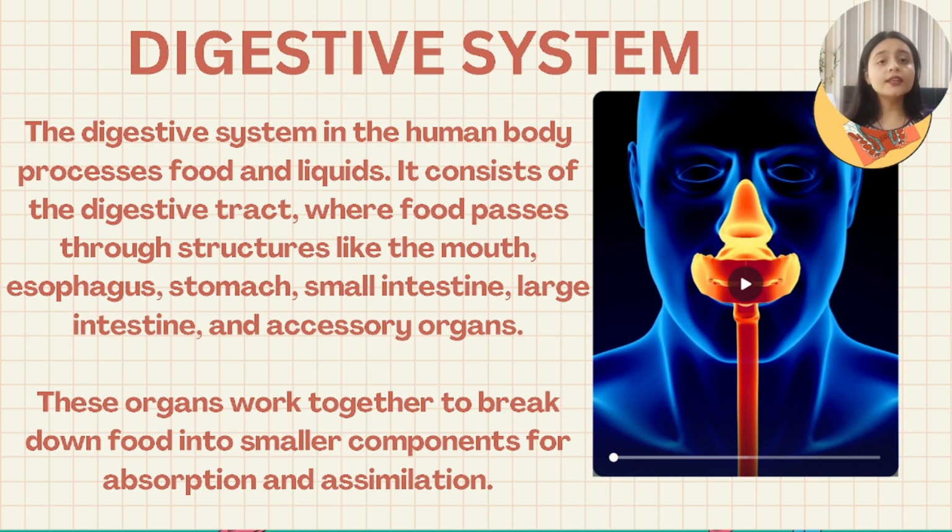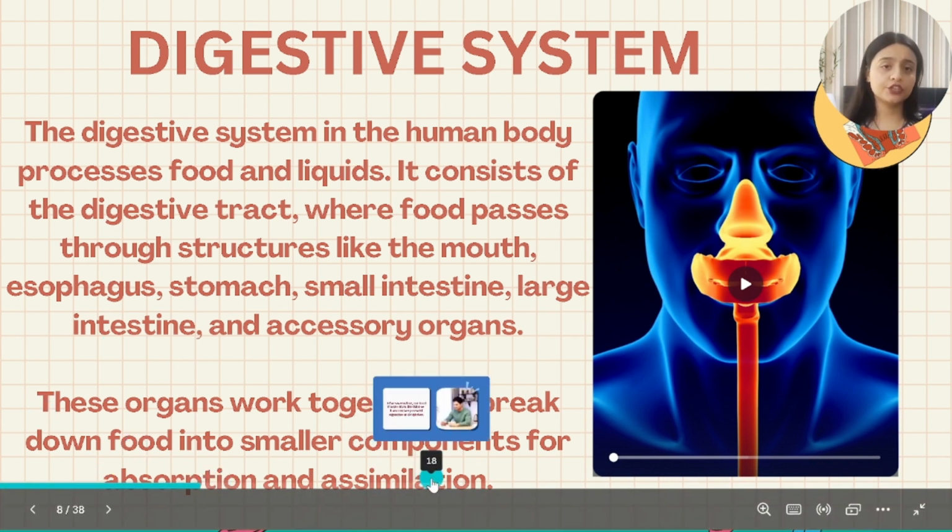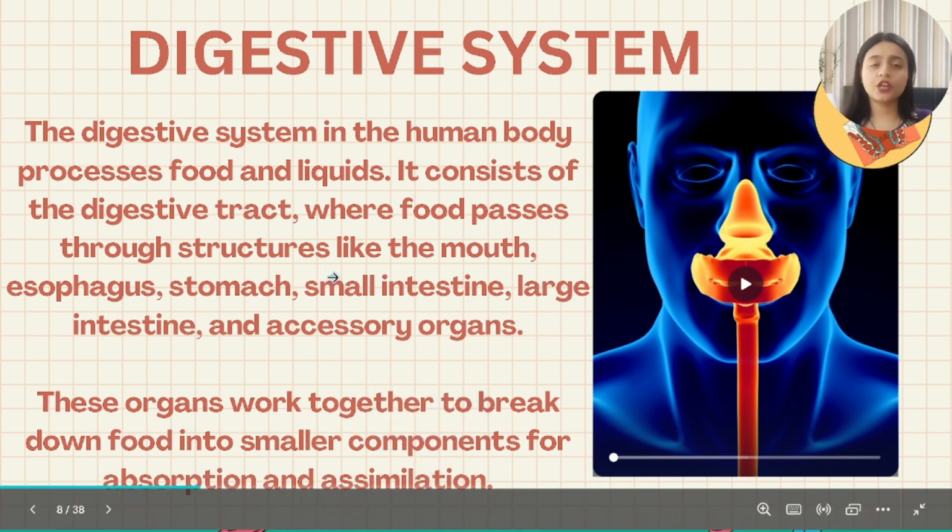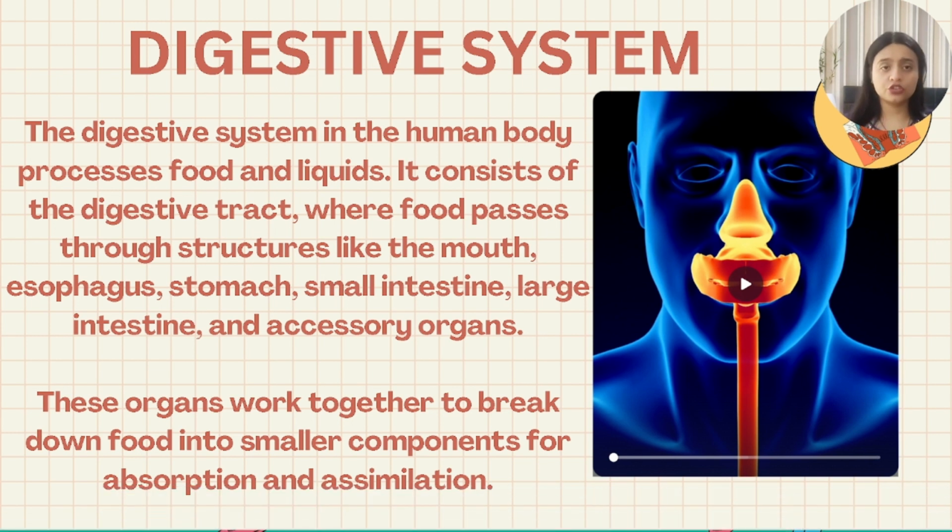Okay, all these organs, starting from the mouth to the excretory part, from where all the fecal matter, all undigested food, all the food which is not required anymore is exited out from our body, that part constitutes the whole digestive system. Okay, these organs work together to break down food into smaller components for absorption and assimilation. We are going to study about absorption and assimilation. These are the steps of digestion.